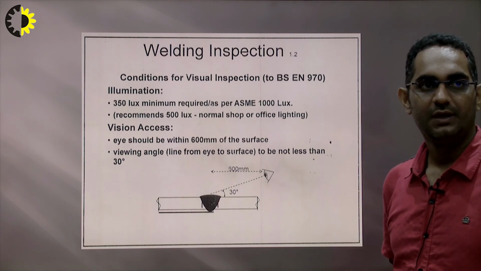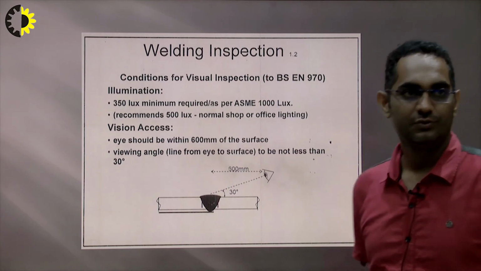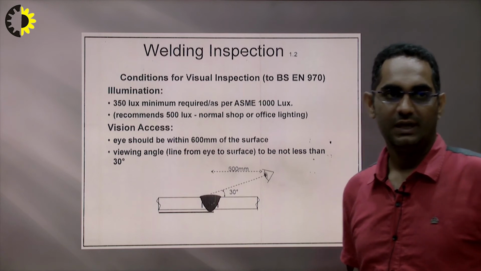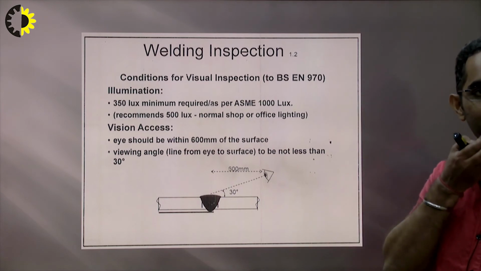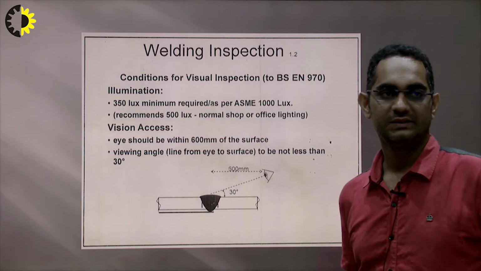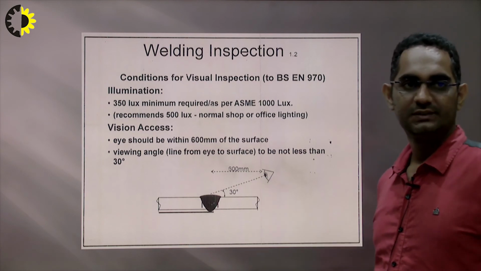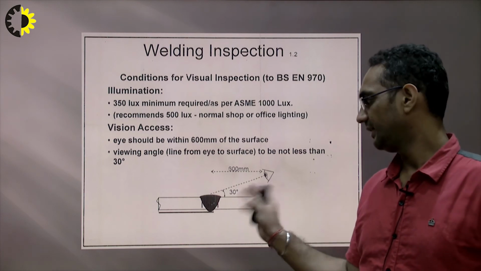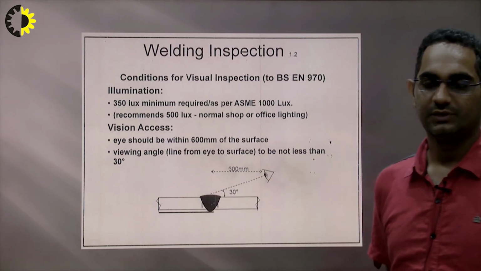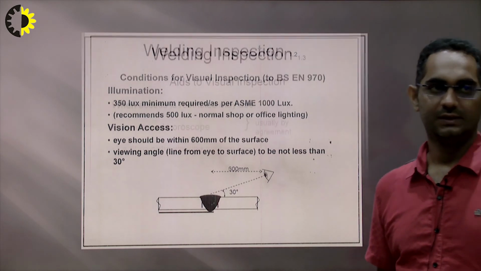In welding inspection, the eye should be within 600 mm of the surface, and the viewing angle, that is the line from the eye to the surface, should be not less than 30 degrees. So this is the eye, this is the 600 mm distance, and the eye is observing at an angle of 30 degrees.